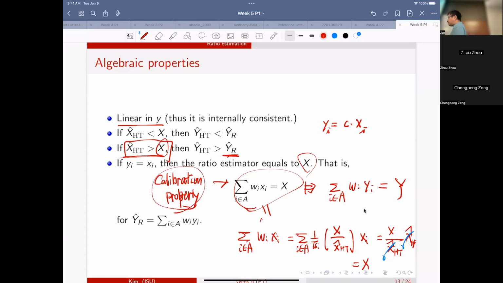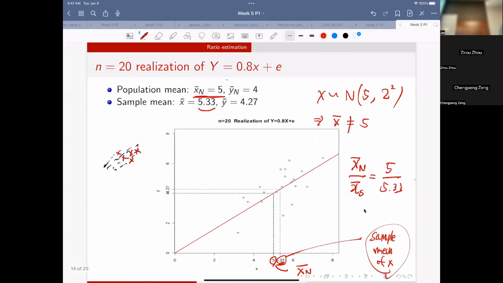Calibration weighting. Probably you heard about calibration weighting, right? We want to benchmark. Sometimes we call it the benchmarking property. So this X is a benchmarking total, and my weight satisfies this benchmarking property. Okay.